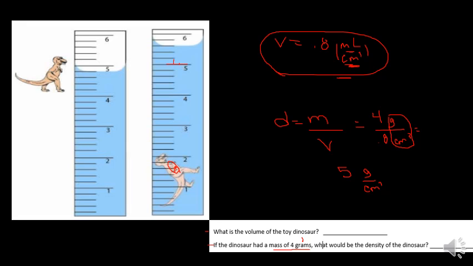All right. So if I had an object that was, for every centimeter cubed, it's going to be 5 grams. So if I have 1 cubic centimeter of an object, it'd weigh 5 grams. If I had 2 cubic centimeters, it'd be 10 grams. If I had 3 cubic centimeters of that same object, it would be 15 grams. So it's 5 grams per cubic centimeter.